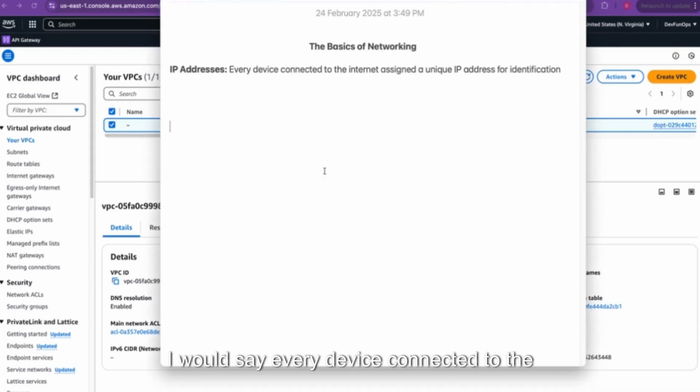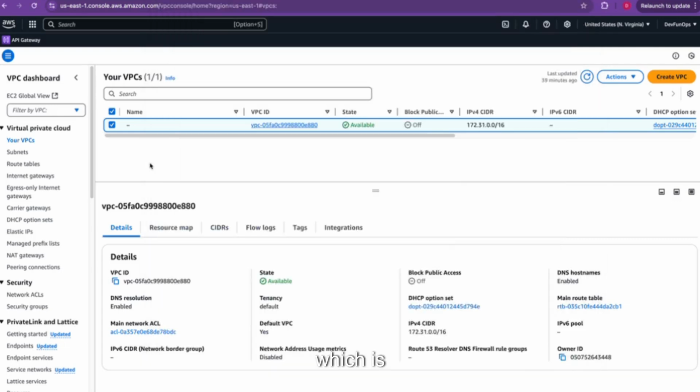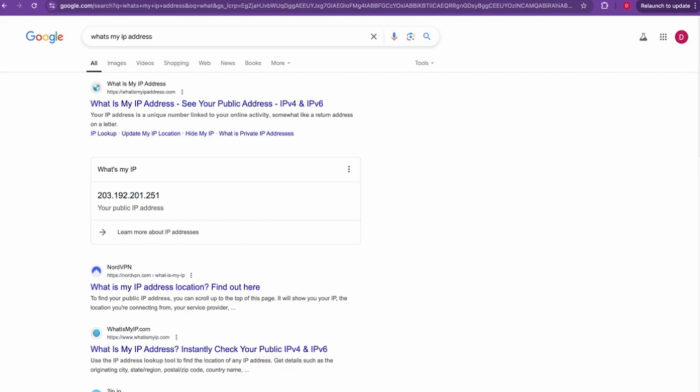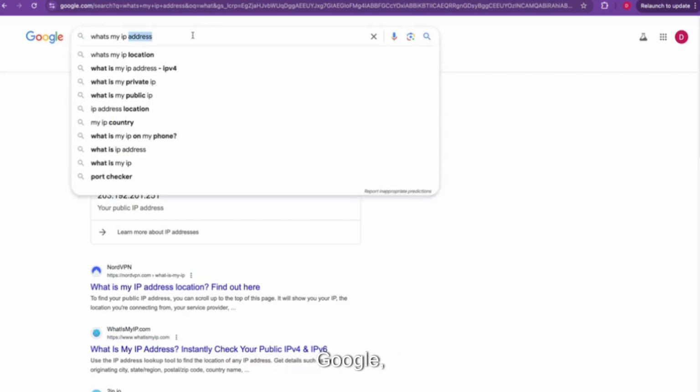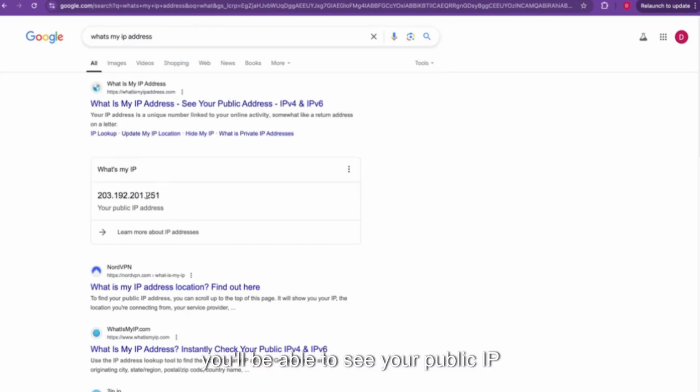I would say every device connected to the internet has a unique IP address, which is nothing but the identity of your device. Any kind of device, any mobile, any laptop connected to the internet, should have a unique IP address. If you search "what is my IP address" on Google, you'll be able to see your public IP address.